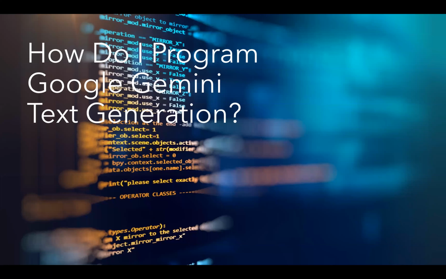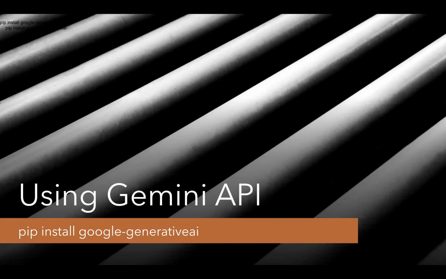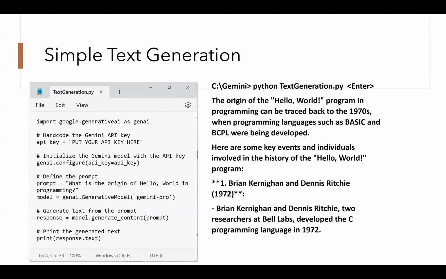So your question probably is, how do I program Google Gemini for text generation? Let's jump in and take a look. To start, you'll want to pip install google-generativeai. That will give you the libraries that you need to write code that calls the Google API, and more specifically, the Gemini model. So here's a simple Python script that shows the use of text generation from within your own applications.